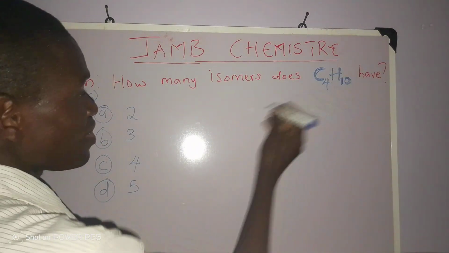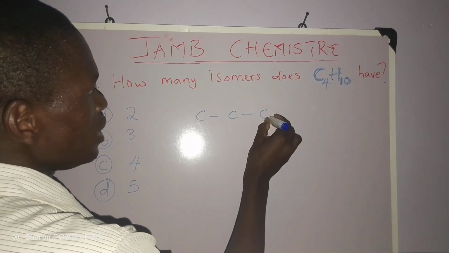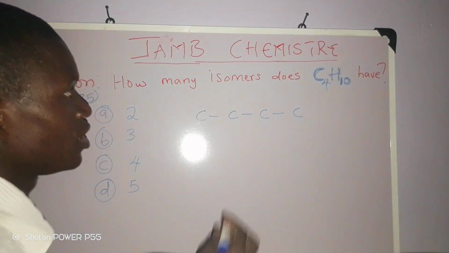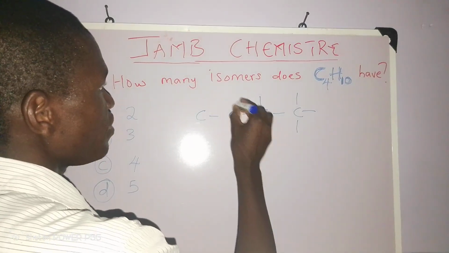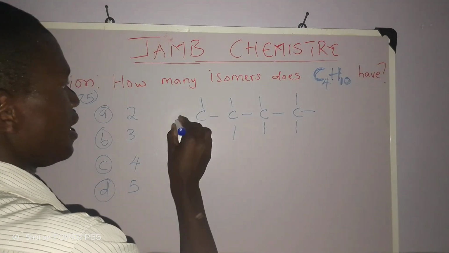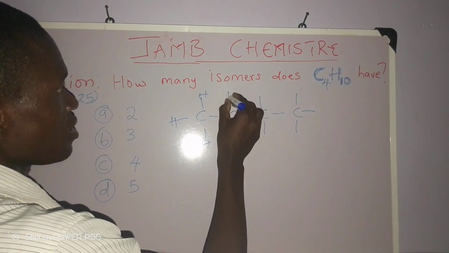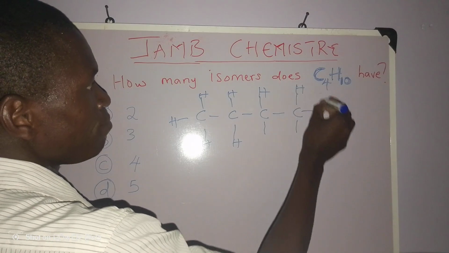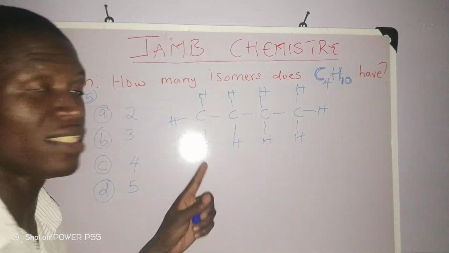So here we have C4, so we have 1, 2, 3, 4. How many hydrogens do we have? 10. So we have 1 hydrogen, 2, 3, 4, 5, 6, 7, 8, 9, 10. So of course we will have hydrogens attached like this. So this is our first compound, which is butane.